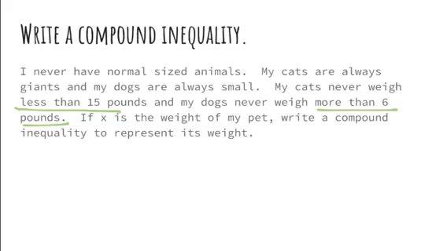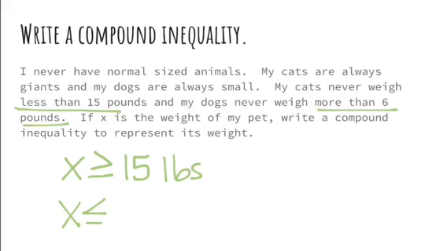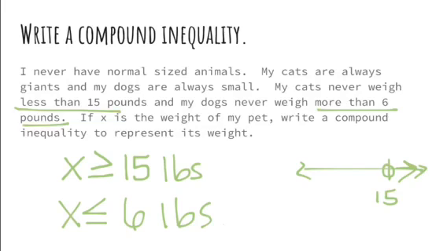So x can be a cat or a dog. It's just my pet. If my cats never weigh less than 15 pounds, that means they weigh more than or equal to 15 pounds. And if my dogs never weigh more than 6 pounds, that means they weigh less than or equal to 6 pounds. If I were to graph this, greater than or equal to 15 is here. Less than or equal to 6, oops, I should be filling that in. Less than or equal to 6 is there.